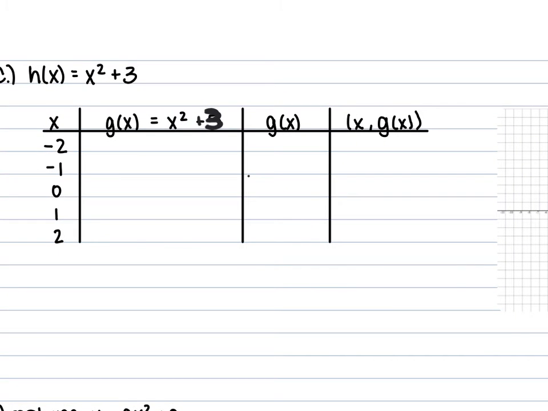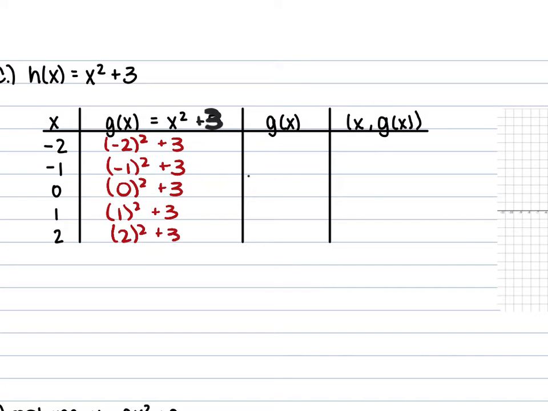So we have -2, -1, 0, 1, and 2. So we're going to have -2 squared plus 3, -1 squared plus 3, 0 squared plus 3, 1 squared plus 3, and 2 squared plus 3. The -2 squared is 4. 4 plus 3 is 7. -1 squared is 1. 1 plus 3 is 4. 0 squared is 0 plus 3 is 3. 1 squared plus 3 is 4. And 2 squared plus 3 is 7.